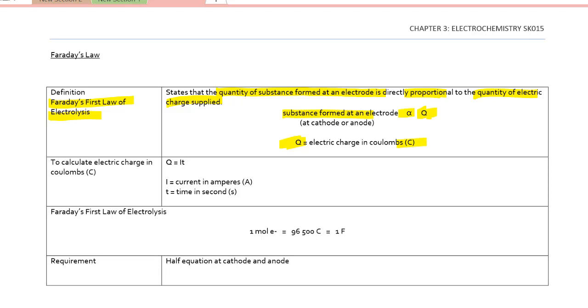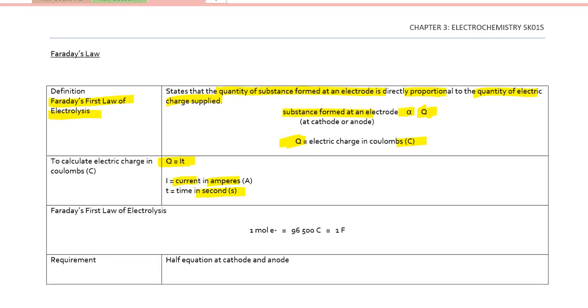So how do we calculate the quantity of charge supplied using this formula? Q equals IT. I is current in unit ampere. T is time in unit second. Okay, Faraday's first law of electrolysis.